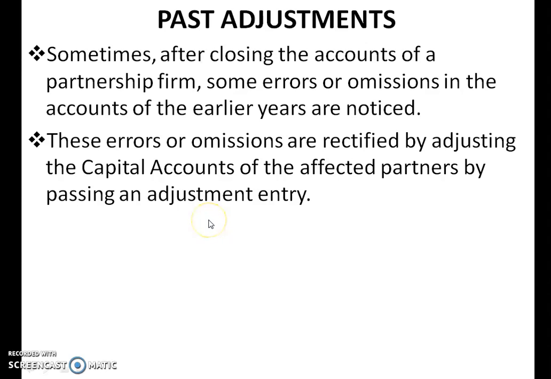So for the omission or error of the entries, we cannot go back and cancel all the entries and do it again. It is impossible. So whatever adjustment we have to do, we will do in the capital account of the partners, and that will be shown as an adjustment entry. Okay, so how to do this, that we have to discuss by doing a problem.